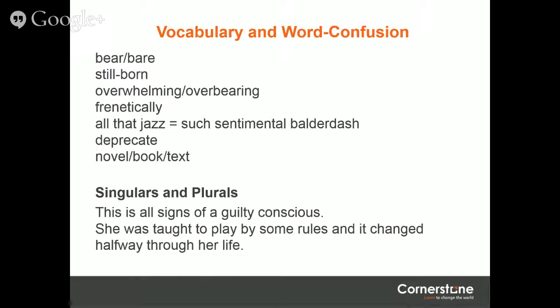Now, if you say that to many native speakers, they will say, what changed? They won't even understand that you mean the rules, because the rules are not it, the rules are they. Remember this: she was taught to play by some rules and they changed. This is a very typical South African mistake. And English speakers in other countries do not make this mistake.